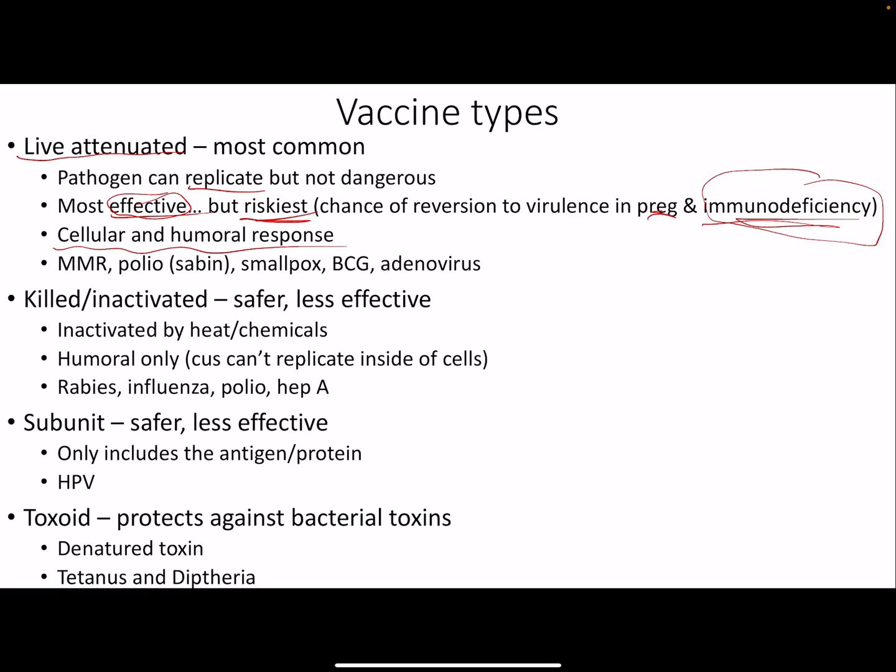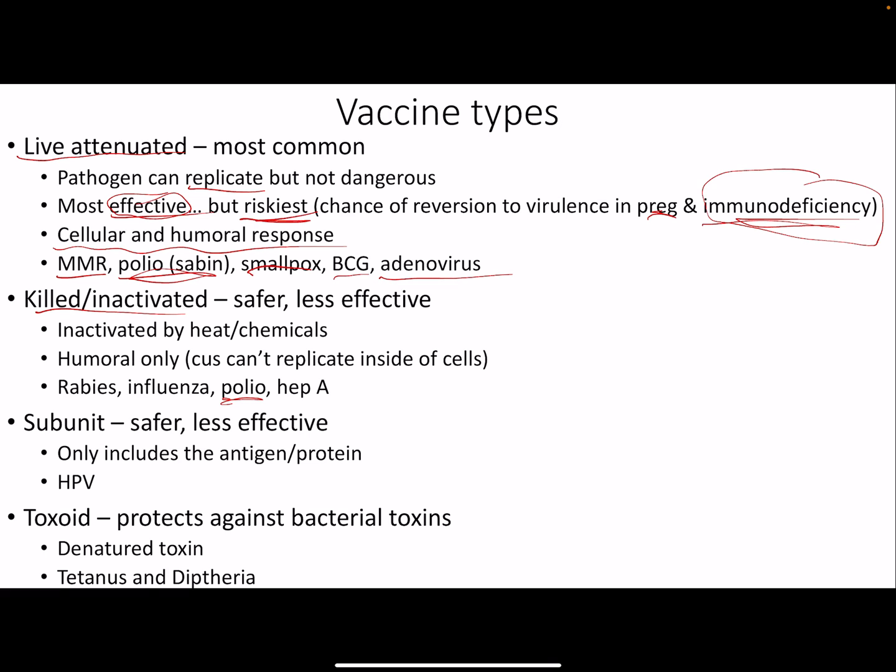it's a cellular and humoral response, and I would know a couple of examples. So the MMR: measles, mumps, and rubella. There are 2 polio vaccines. The Sabin one is going to be live attenuated, but the Salk one is going to be the inactivated one. Smallpox, BCG, which we'll talk about, and the adenovirus.